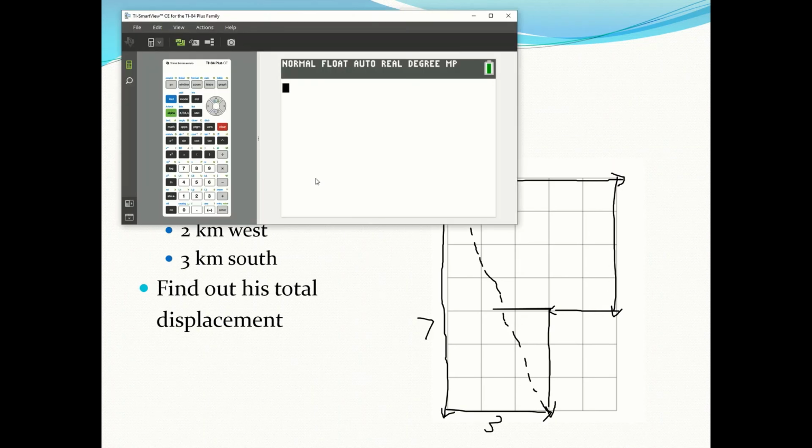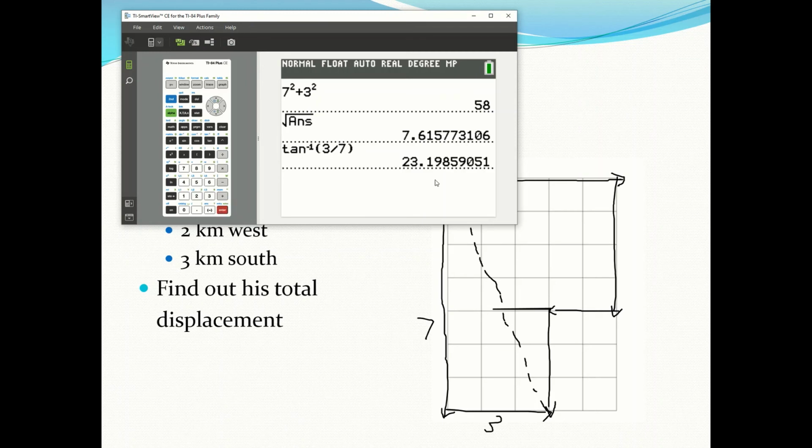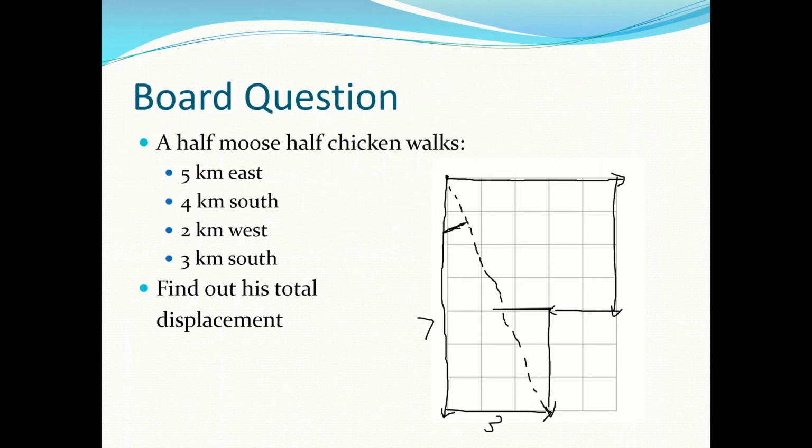So I can finish this on the calculator. So it'll be 7 squared plus 3 squared, and square root that. That's our magnitude in kilometers. And then we want tan⁻¹ of opposite over adjacent, so 3 over 7. Like that. So we have 23 degrees. And this angle right here is what we're finding.